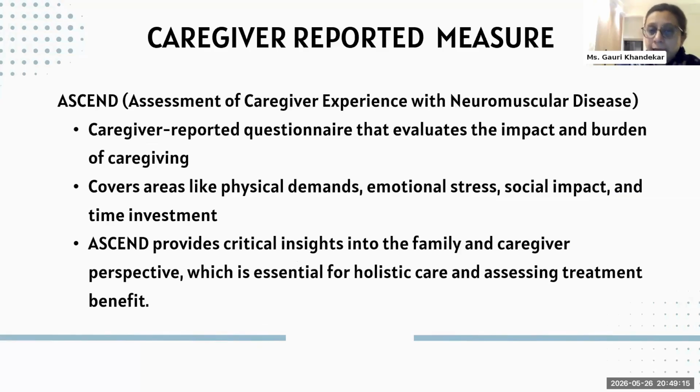And ASCEND is again a caregiver questionnaire for the assessment of caregiver experience with neuromuscular disease. So it looks at the impact and burden of caregiving, basically: physical demands, emotional stress, social impact, time investment. It gives insight into the family and the caregiver perspective, which is essential for holistic care, because we have to take care of the caregiver also.